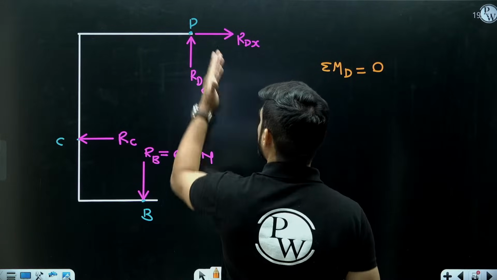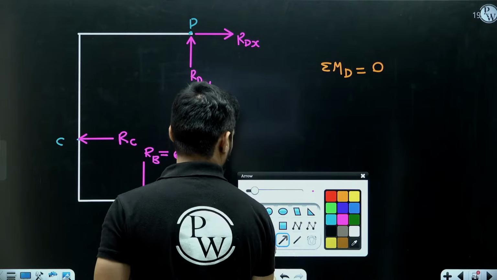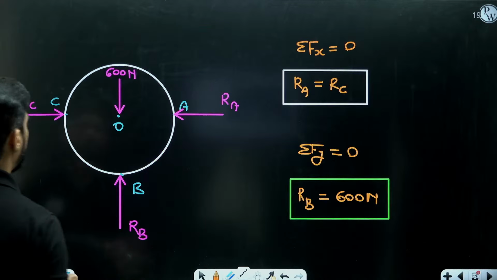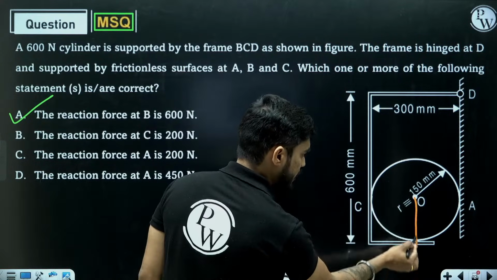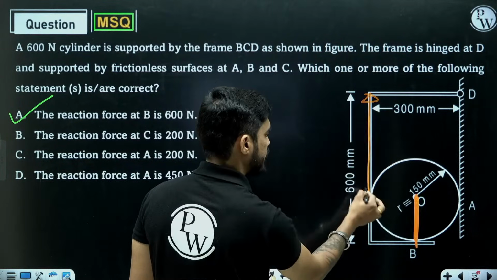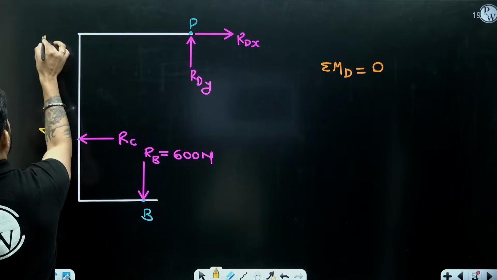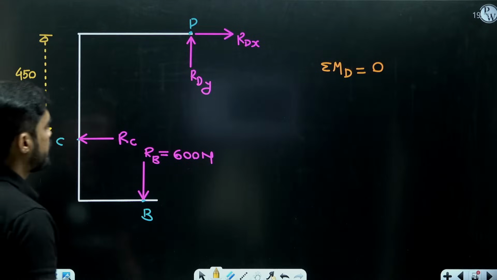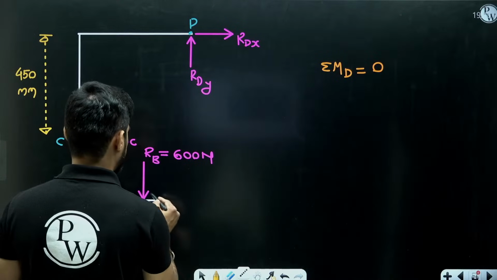If you take moment at point D, the moment of RDX and RDY will be 0. You will get the moment of RC and the moment of RB. Now, what is the distance of RC from here? Look at this cylinder. The total height is 600 and this distance is 150, the radius. So the distance from here to here will be 600 minus 150, that is 450 mm. And the distance of B from D will be equal to the radius, 150.